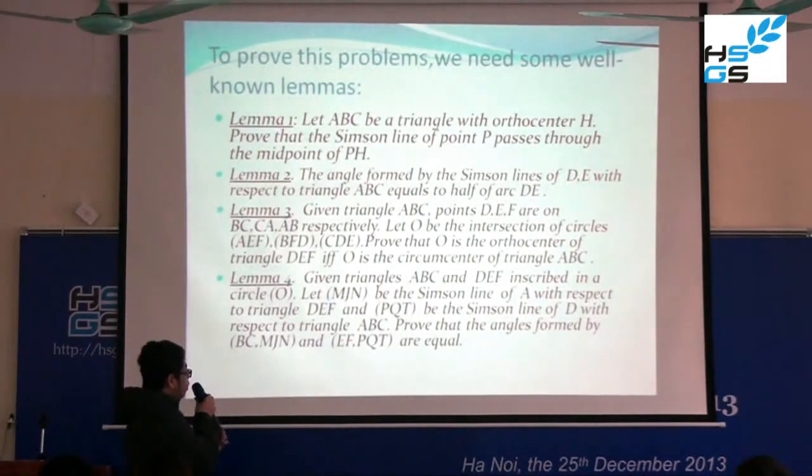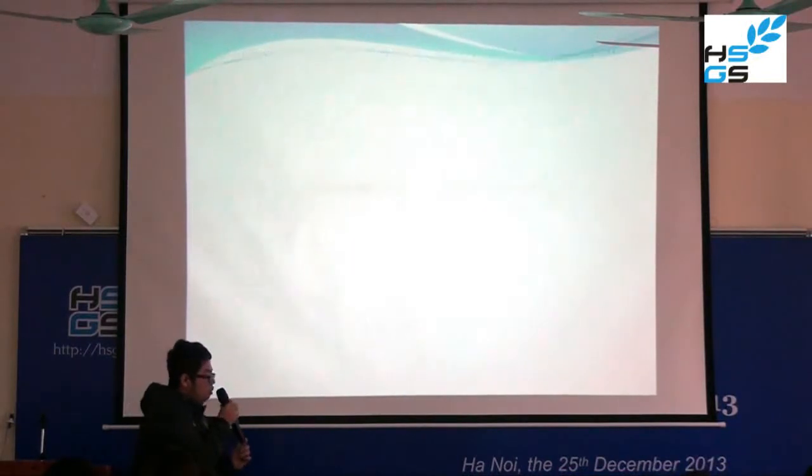And finally, Lemma 4, given triangles ABC and DEF inscribed in the circle O, let MJN be the Simpson line of A with respect to triangle DEF, and PQT be the Simpson line of D with respect to triangle ABC. Prove that the angles formed by BC and MJN, and EF and PQT are equal.